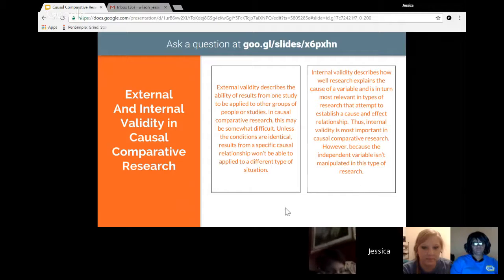Internal validity describes how well research explains the cause of a variable and is in turn most relevant in types of research that attempt to establish a cause and effect relationship. Thus, internal validity is most important in causal comparative research.